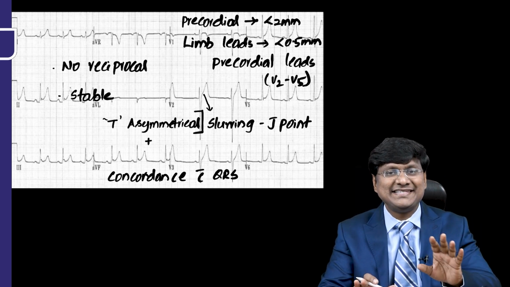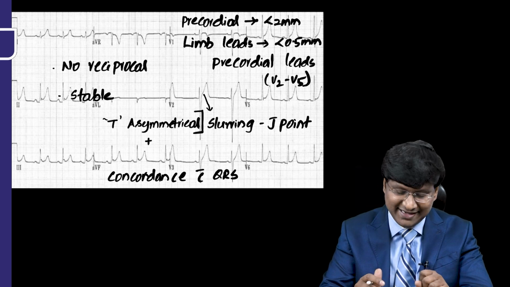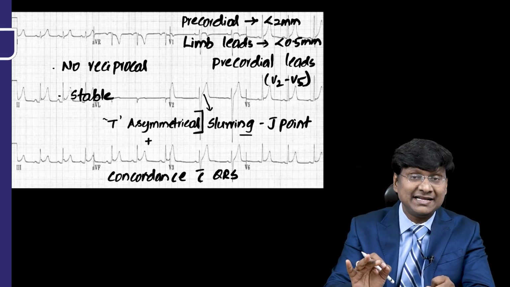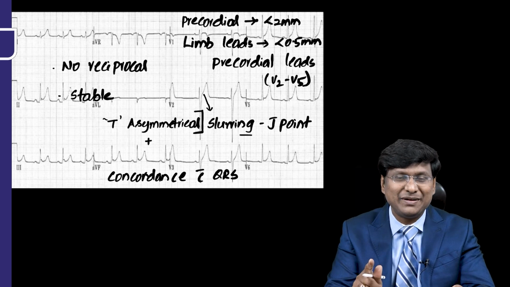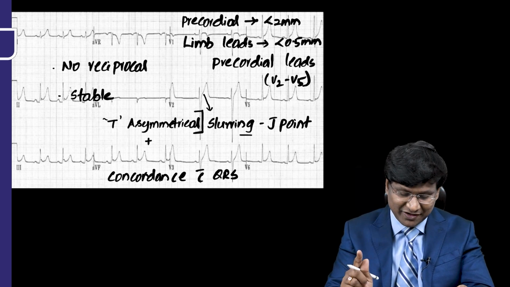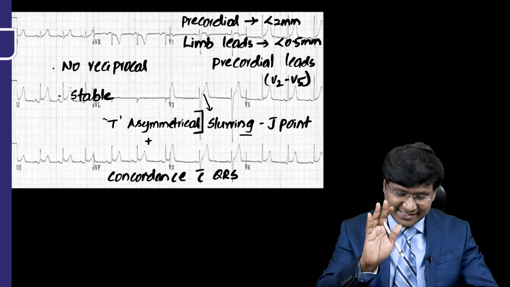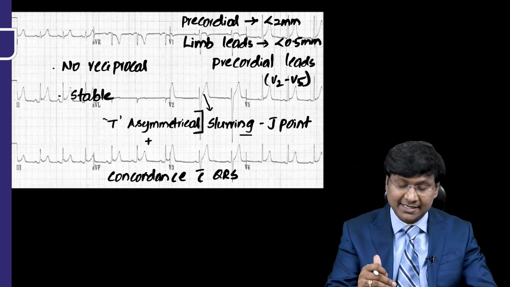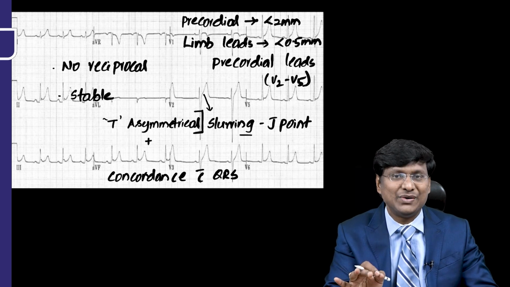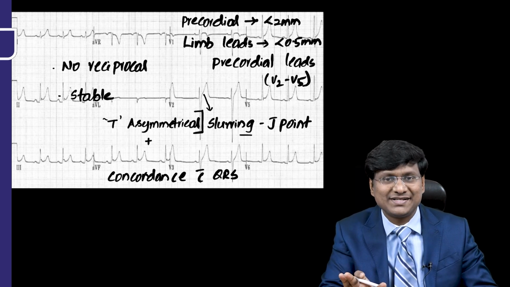So these are the ECG changes to identify benign early repolarization. Number one, you will have ST segment elevation exactly at the J point. In the precordial leads it is less than 2 mm, and in the limb leads it is less than 0.5 mm. No reciprocal changes and stable changes, and the T wave will be asymmetrical and concordant with the QRS complex. Okay.